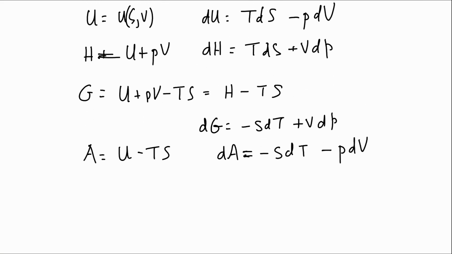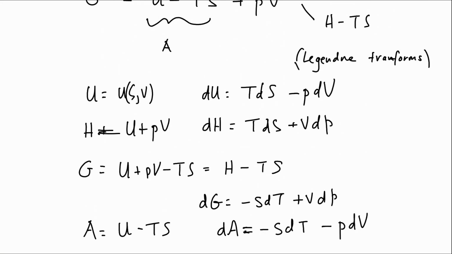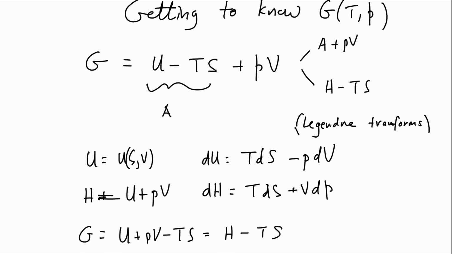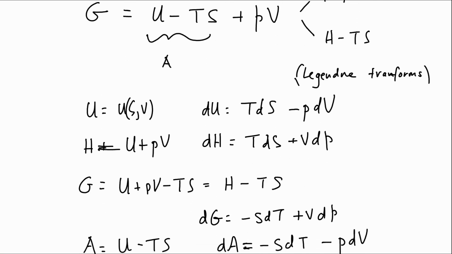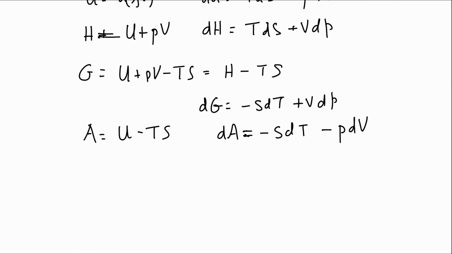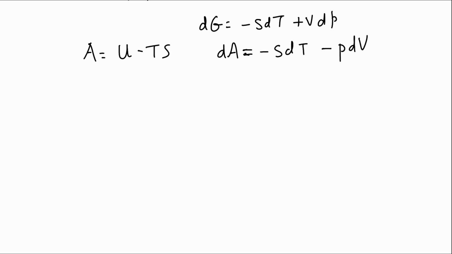Anyway, this is just to remind you, so you know, G, we got it by taking U and doing this Legendre transform, getting rid of S, which is awkward, replacing it with T, getting rid of V. You know, there's nothing wrong with volume, but we replace it with pressure because we don't want to control the volume always. It's relatively expensive.